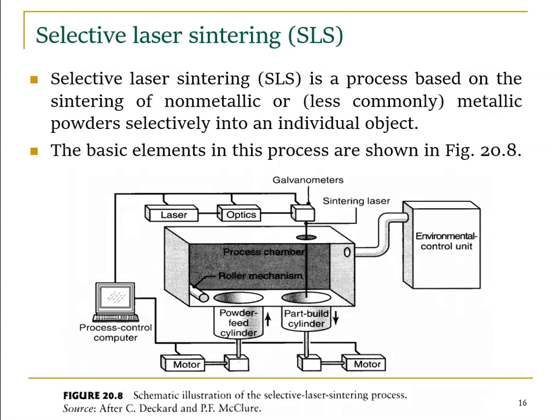The basic elements of the process are shown in the figure. Here we have a computer where we load our input as a 3D model, and the data is passed to the laser. The optics we have is a reflection element, and we have a sintering laser. The laser passes to the powder. For the powder, we have a roller mechanism, and we have two powder containers. After completing one layer, the roller will move and the material is filled again.